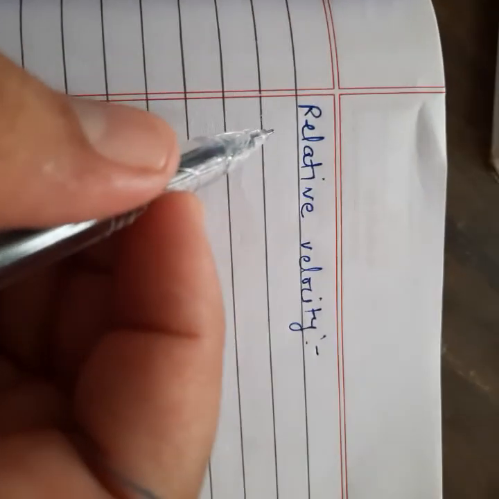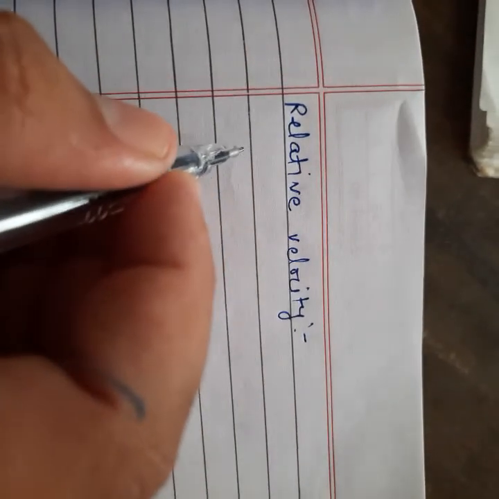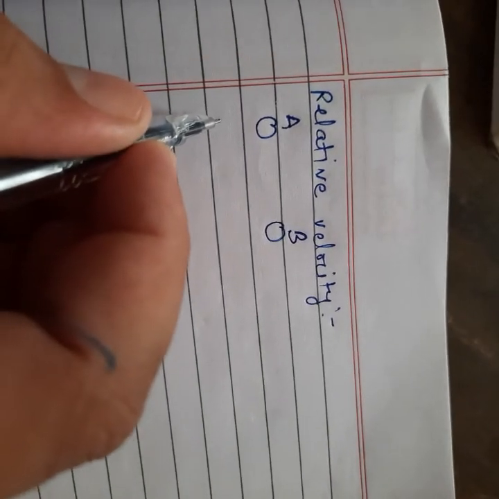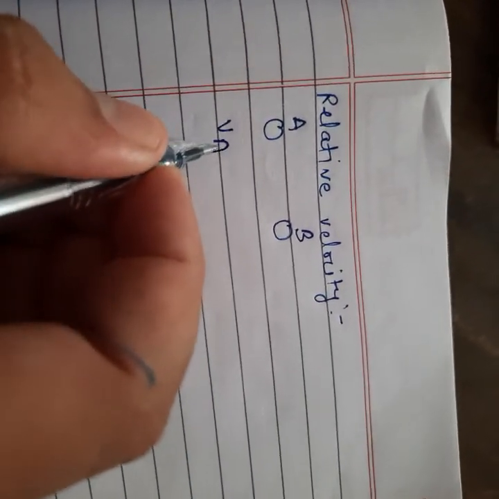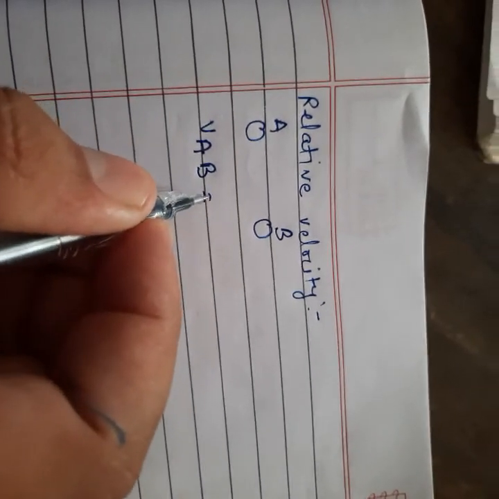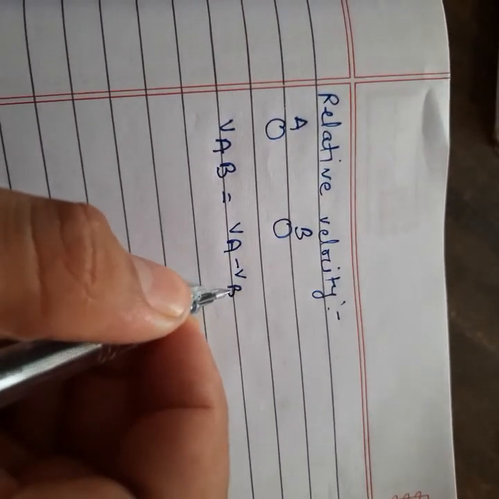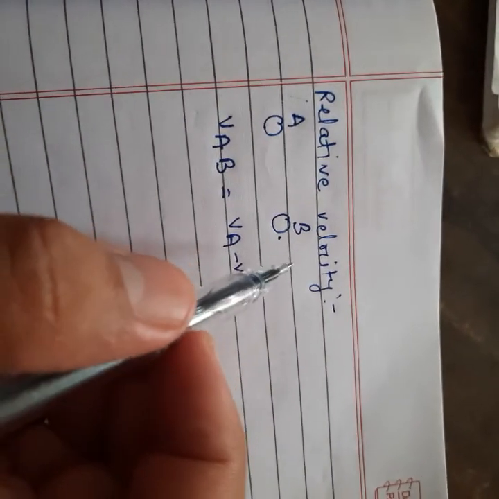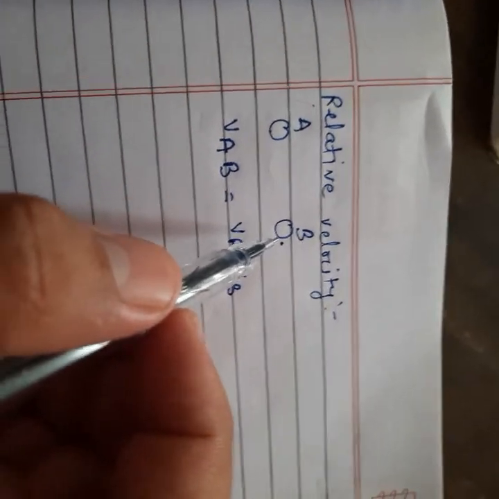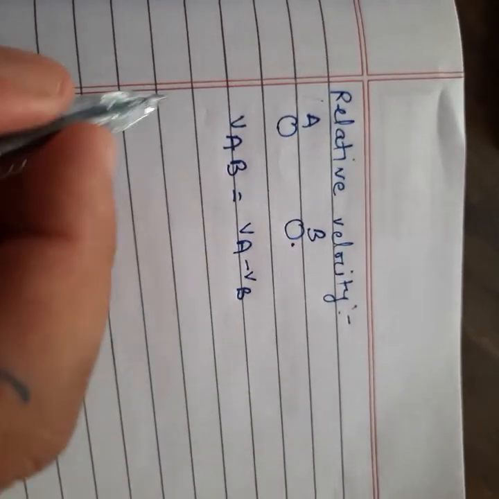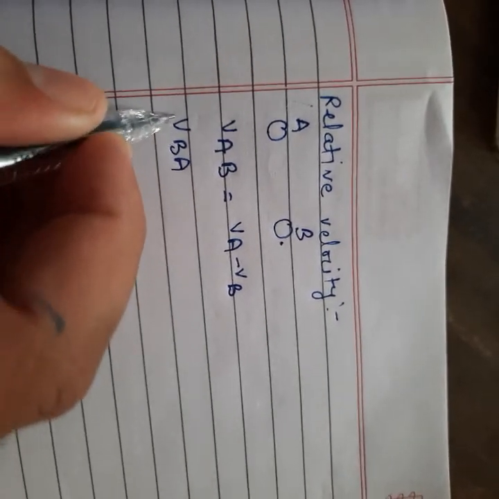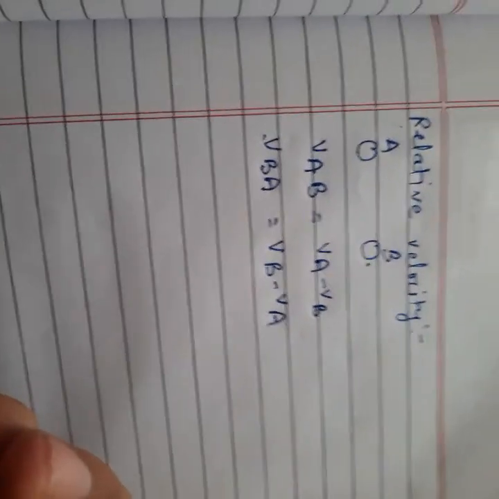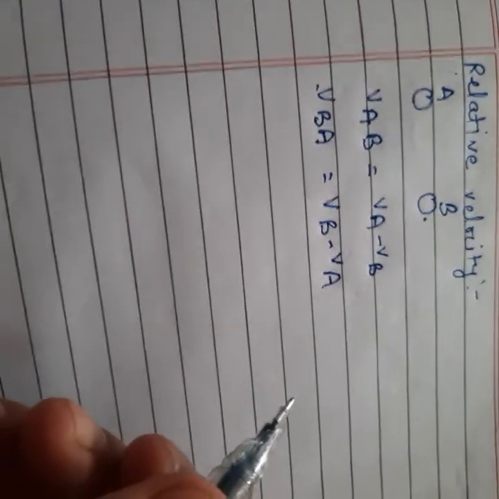First of all, I am telling you the meaning of relative velocity. We have an object A and a second object B. To find the relative velocity of A with respect to B, what will you do? Velocity of A with respect to B is simply VA minus VB. Here A is moving and B is the observer, and B can be in motion or at rest; it depends on the observer. Similarly, B with respect to A means velocity of B minus velocity of A. Okay, students?